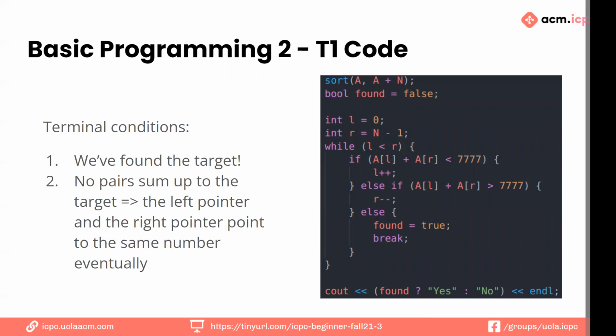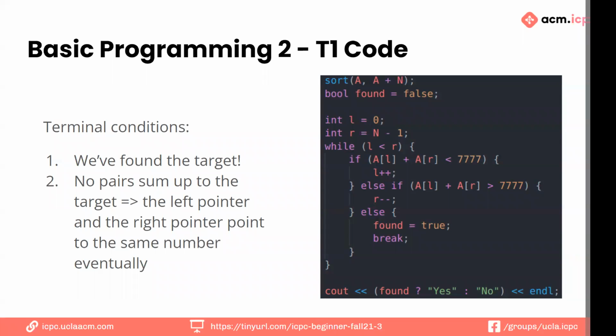So for this task, the terminal condition, or like you would write a while loop, right? And then once you found the target sum, you want to terminate the while loop. Otherwise, if the sum is greater than the target, you want to increment the left pointer. If the sum is smaller than the target, you want to decrement the right pointer.